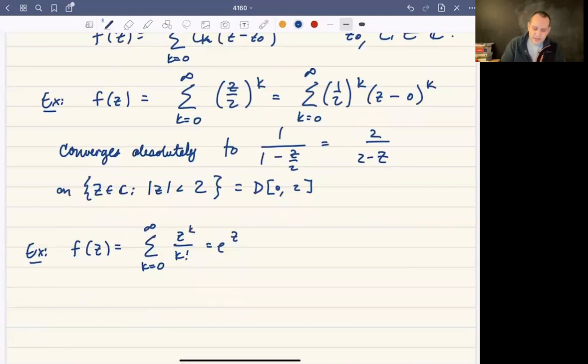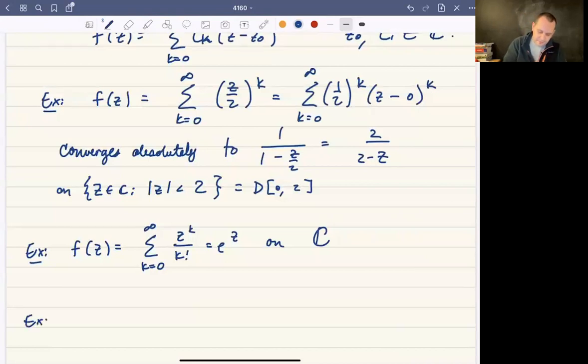So next, let's look at f of z is the sum of z to the k over k factorial. And of course, this converges to e to the z, and this is valid on the entire complex plane. So this is a completely valid expansion. It's centered at 0 again, completely valid on the entire complex plane.